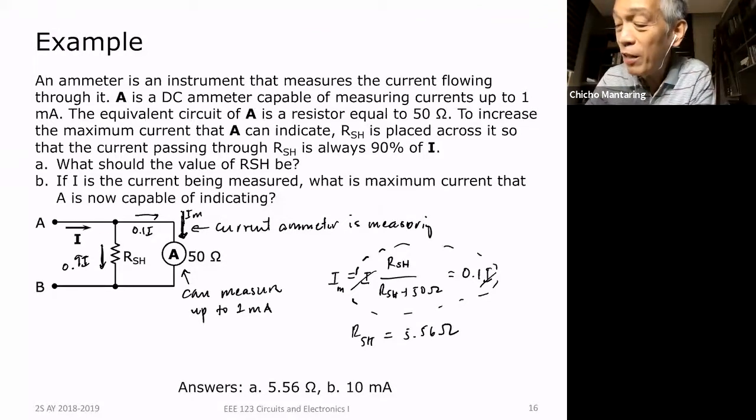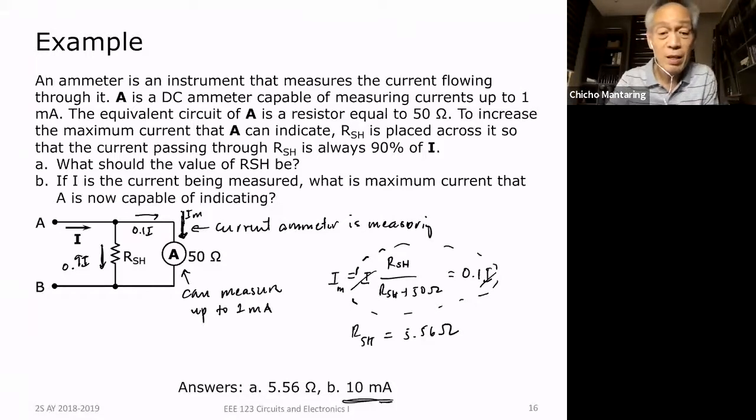So if this is now the current being measured, we know that whatever this is reading will be 1/10 of the total. That means we can now measure 10 times what we originally could measure. So we can now measure 10 mA. Before, we could only measure 1 mA. We added this shunt resistor so that only 0.1 or 10% will pass through this. So in effect, we are multiplying the measuring capability 10 times. Yes, 5.56 ohms, somebody got it.